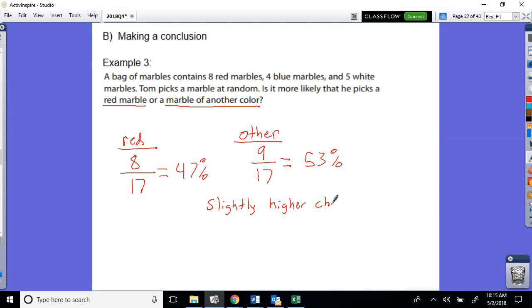chance of other marble. Based on what we found, that's what we could put down. You could have written down something else. That's just what I chose to write down for that. So you're just coming up with a conclusion: taking a look at the situation, calculating the probability, and then coming up with what you think a good conclusion would be.